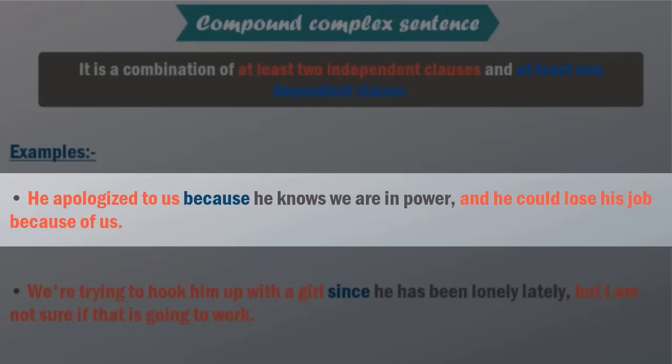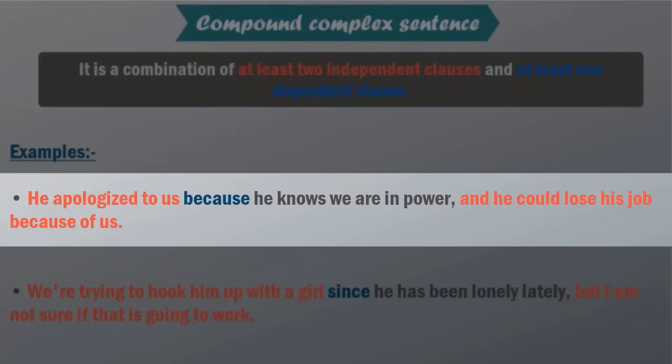He apologized to us because he knows we are in power and he could lose his job because of us. He apologized to us. That's a complete sentence, right? Independent clause number one. Because he knows we are in power. That's a dependent clause. How do we know this? Because it's starting with a subordinating conjunction, which is because. Simple. We've mastered it now, right? So by now we have one independent clause, one dependent clause.